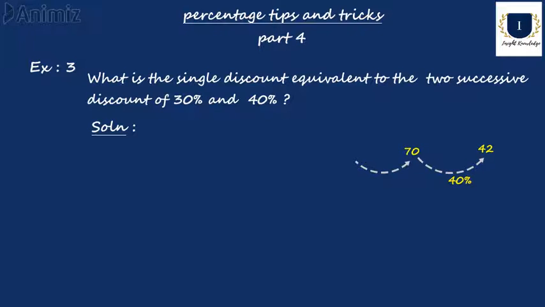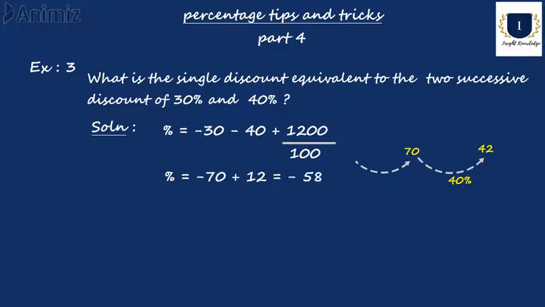By using the successive percentage formula, see there are two discounts they have given, 30 percentage and 40 percentage. We represent discount with a negative sign, right? So write as minus 30 minus 40 plus 1200 divided by 100. By reducing it, we get minus 70 plus 12, which is equal to minus 58. See, 100 minus 42, which is 58. In both methods, we get the same answer. You got it, students? You can solve either by this method or that method.